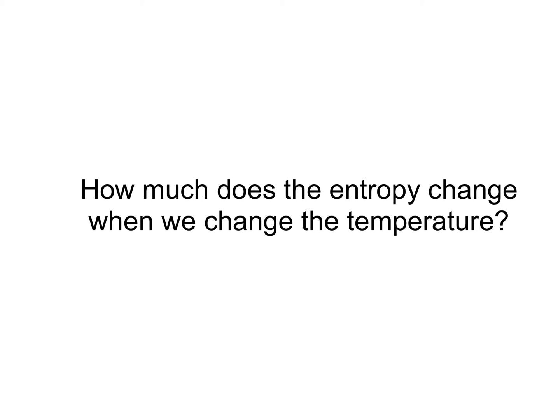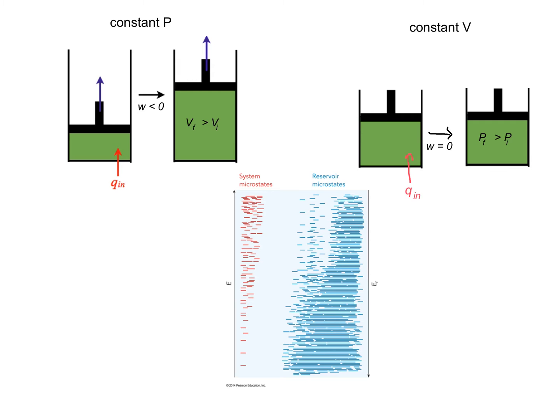Let's look at how the entropy changes when we change the temperature of the system. We can imagine doing this in two different ways. We can use a constant pressure, in which case when we input energy as heat to the system, the volume will increase and we will do work on the surroundings.